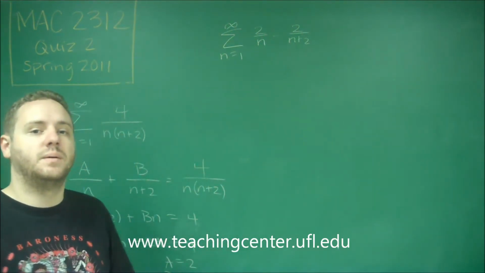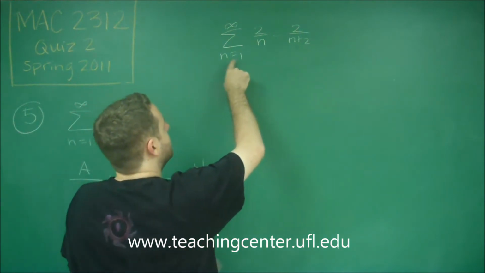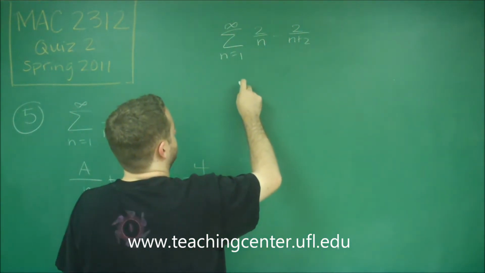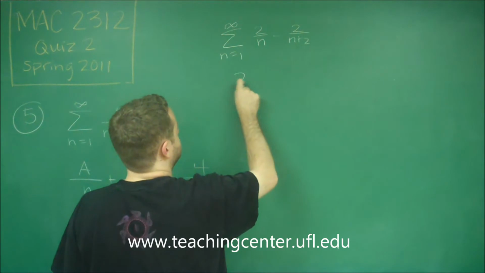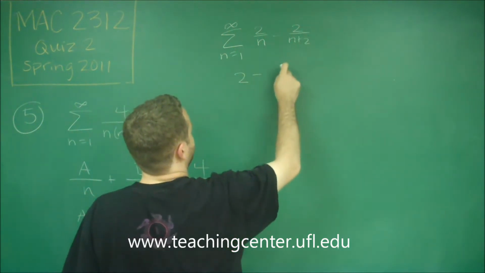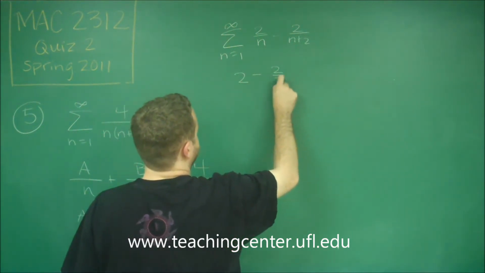So let's start writing some out so you can see that. First, we'll try when n equals 1. Our first term in this series is 2 minus 2 over 1 plus 2, so we get 2 minus 2/3.